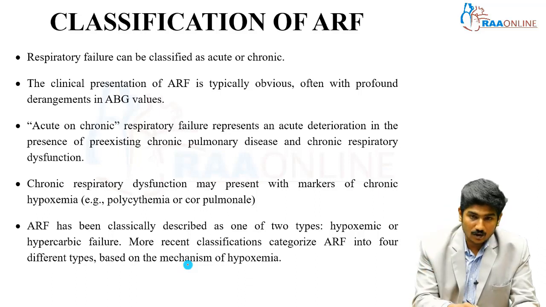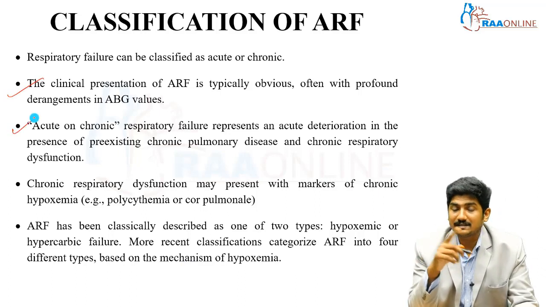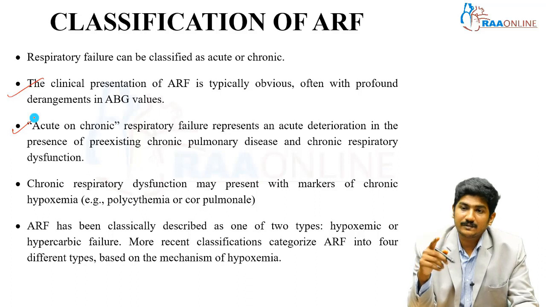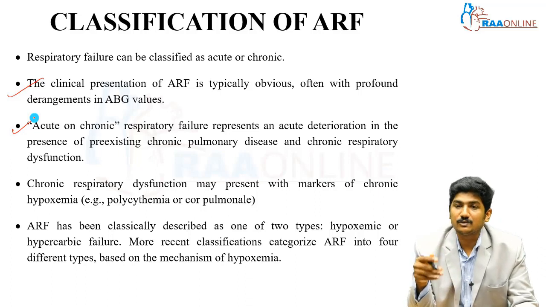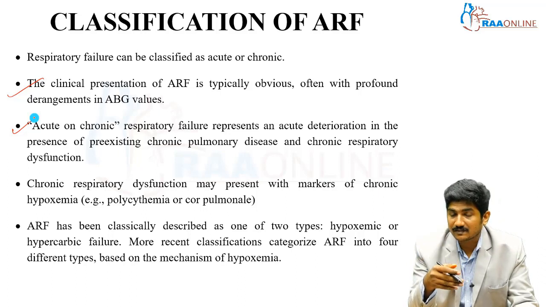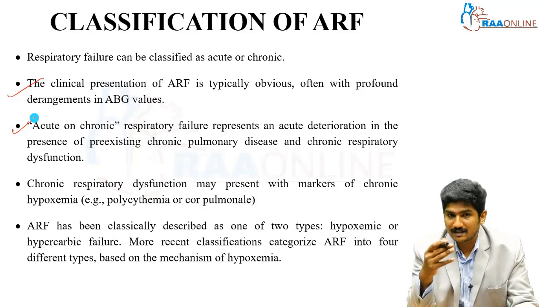But acute on chronic respiratory failure represents an acute deterioration in the presence of pre-existing pulmonary diseases or pre-existing chronic respiratory dysfunction. Okay, so this has to be identified. You should know the baseline status of the patient, whether the patient is a COPD, whether the patient is an asthmatic, what is the previous PCO2, what is the acceptable pH of this patient, has the buffer system already been in play in this patient. All these things come into play when you're dealing with an acute and chronic respiratory failure patient.